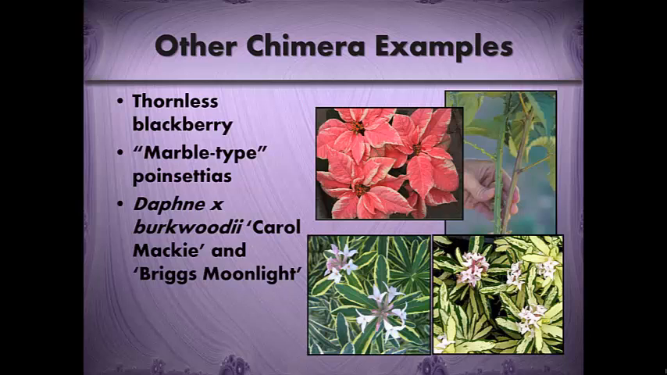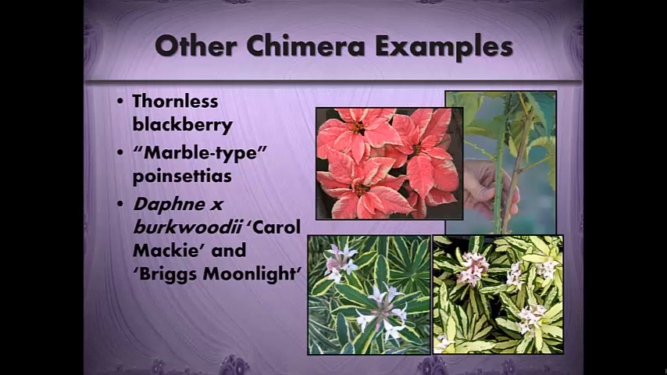And then I put 2 examples down here at the bottom. These 2 plants are the same species, Daphne burkwoodii, but they're 2 different cultivars. The one on the left is a cultivar called Carol Mackey. Carol Mackey is a chimera. It was a chimeric mutation that someone discovered. They propagated it by stem cuttings, and now they have this new variegated cultivar.